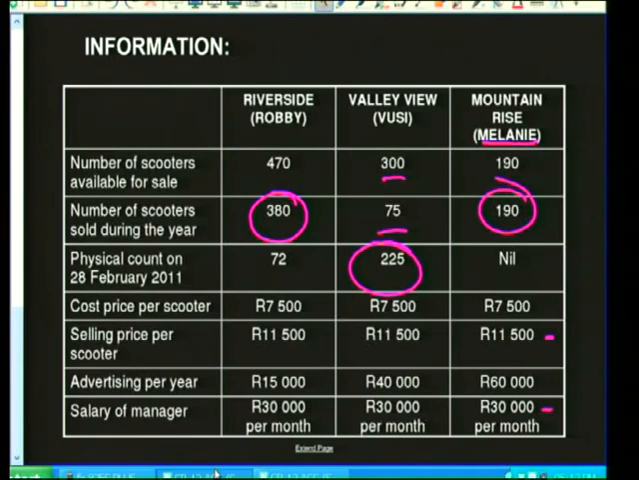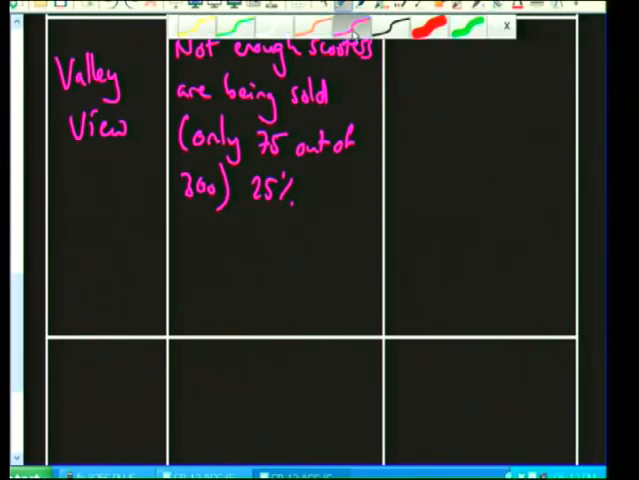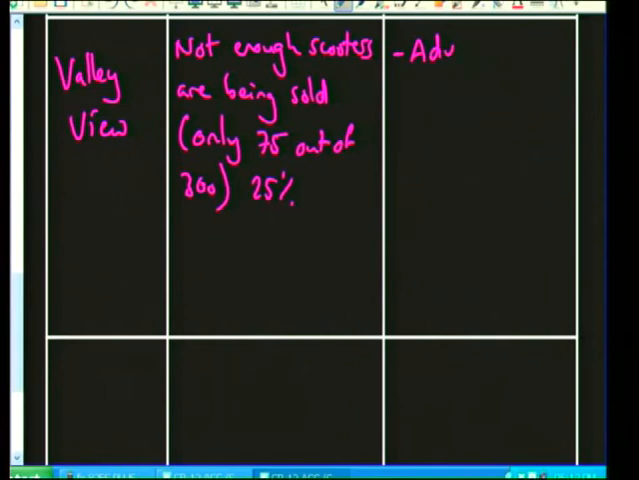Also, another problem here is, can you see what Vusi is spending on advertising? Vusi is spending 40,000 Rand on advertising, whereas Robbie is only spending 15,000 Rand. And yet that 40,000 Rand is not helping him to sell the scooters that he wants to sell. So, what should we do? We should perhaps give some advice. One type of advice would be to advertise more effectively. Perhaps this advertising is not working well, and perhaps this business could adopt a different advertising strategy. That could be a possible thing.